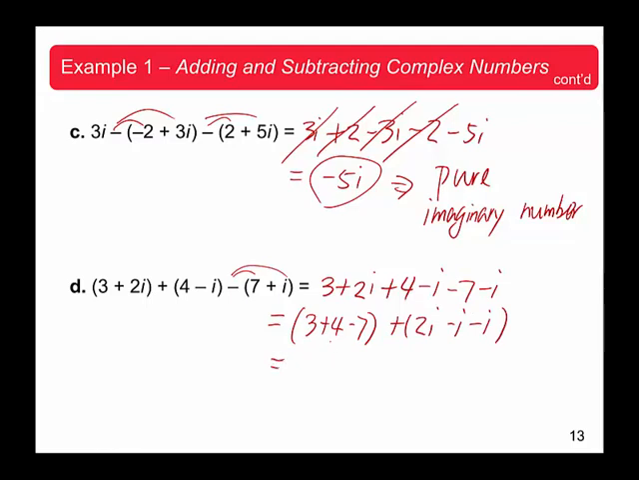So 3 plus 4 minus 7 becomes 0, plus 2i minus 2i also becomes 0. So the answer will become 0, because these two cancel each other. They are exactly opposite. So the answer is 0. That's a real number. 0 is a real number.